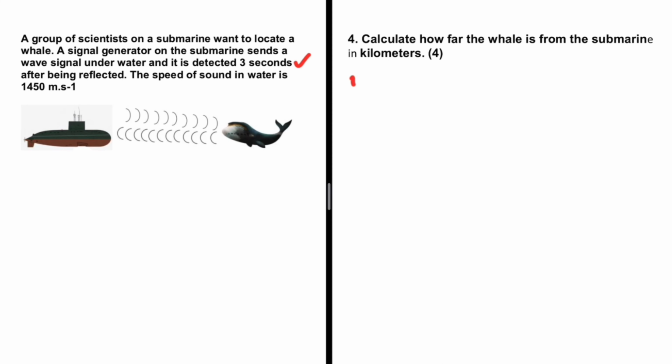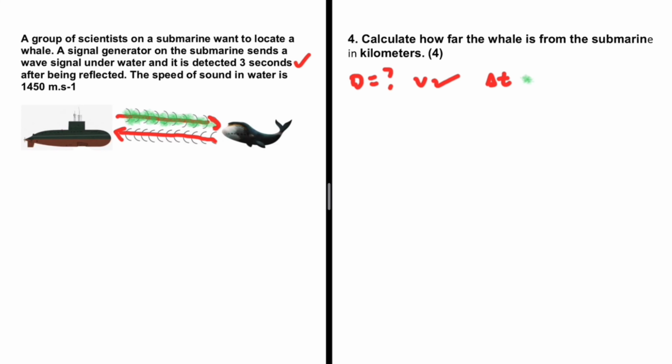How far? We are interested in the distance. What information do we have? We have the speed of sound in water, V, which is equal to 1,450 meters per second. Obviously, we need the time to say that the distance is equal to speed multiplied by time and calculate how far the whale is from the submarine. It takes 3 seconds for the waves to move from the submarine, strike the whale, and get reflected back to the submarine. But we want the distance between the submarine and the whale, so we need to take half that time.